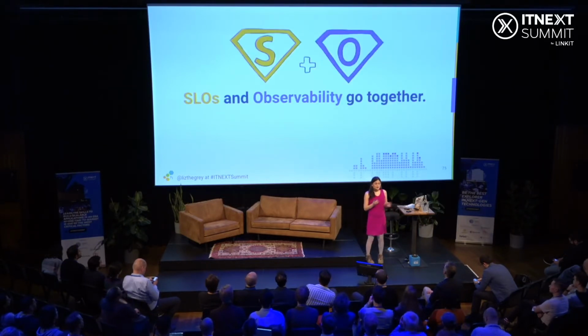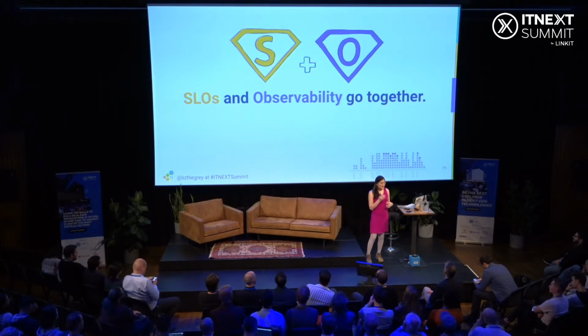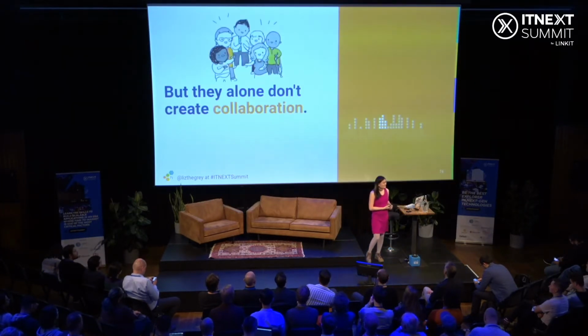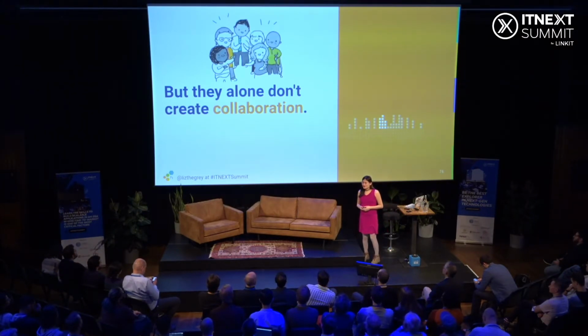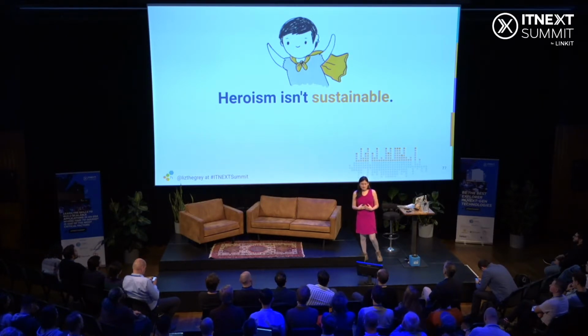So SLOs and observability go together, because SLOs let you know when things are too broken, and observability lets you debug and figure out how to get things back to a state where they're broken about the right amount. But you also need to have collaboration between your teams. Collaboration enables you to succeed in an environment where you cannot individually be a hero. You cannot individually solve every problem inside of your services.